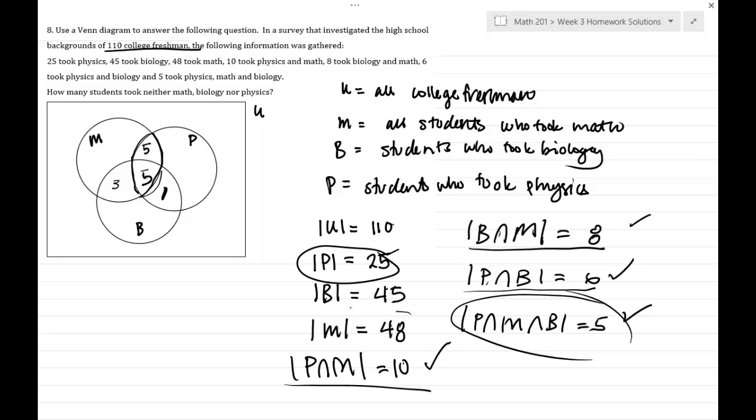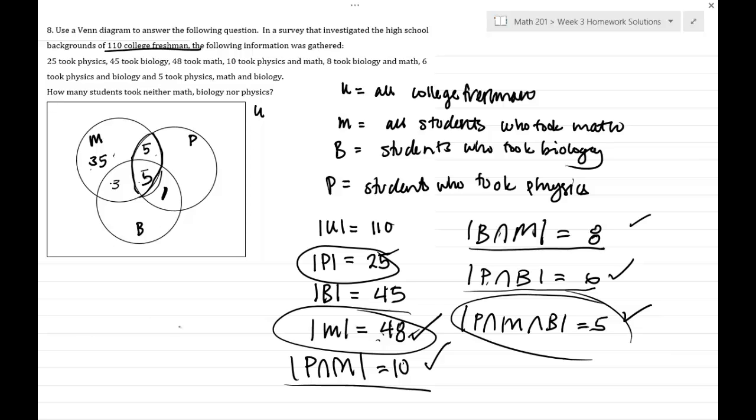All right, now I know the cardinality of math is 48. So that means if I add up these 4 regions, I should get 48. I've already placed 13 students, so that means I have 35 more students to place to get to the 48. So let's just check this. 35 plus 5 is 40, plus 5 is 45, plus 3 is 48, so that checks out.